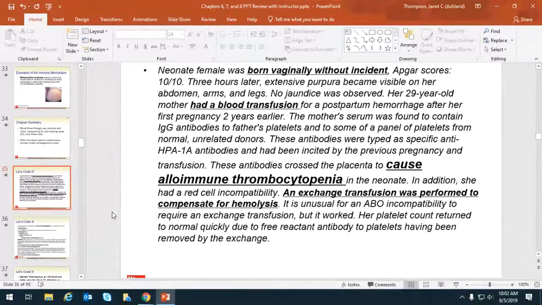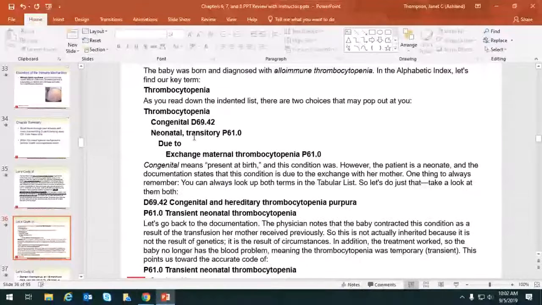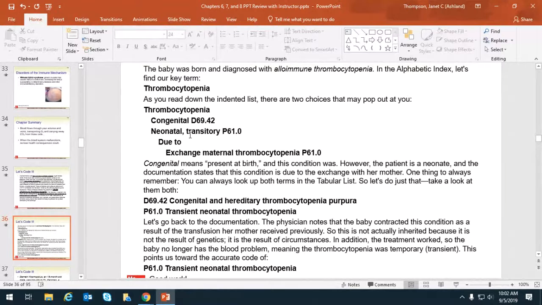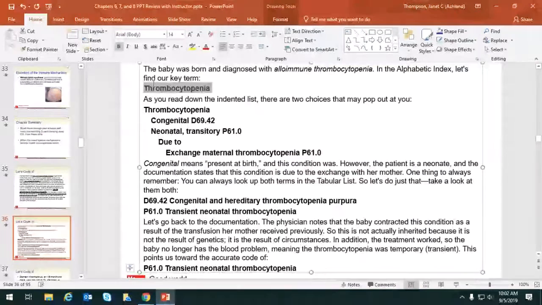So, with this big long note, we have alloimmune thrombocytopenia. We go back to our index of diseases and injury, and we're going to look up the key term thrombocytopenia and try to find our code under this heading. So I'm going to give you a moment. We're going to look up thrombocytopenia in the index.